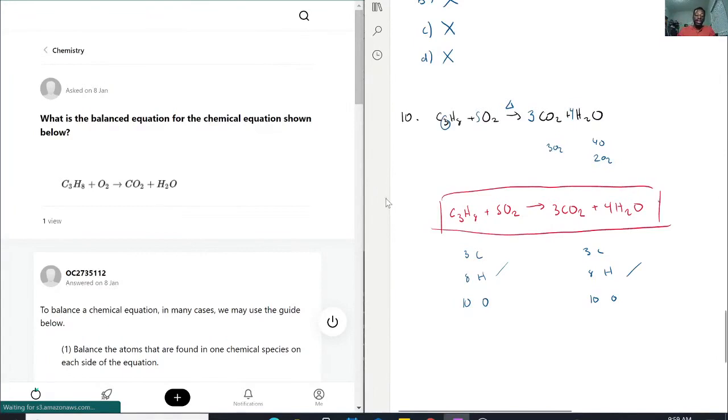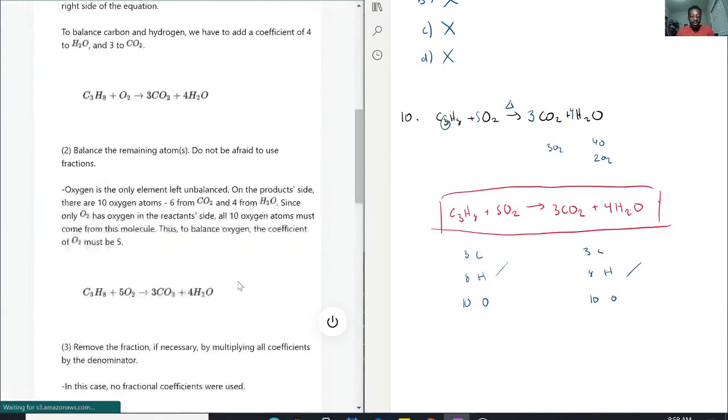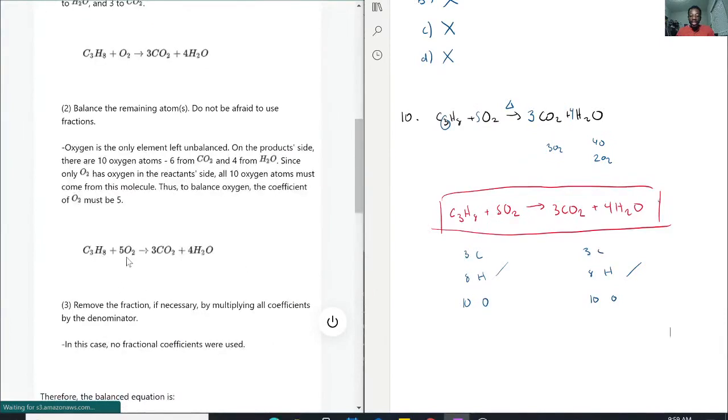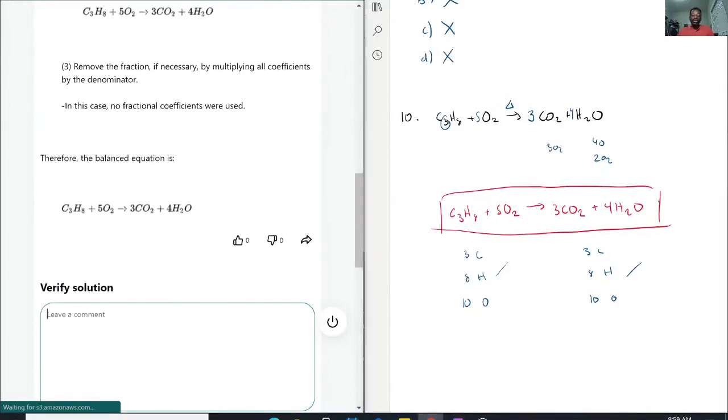Let's see how we did. So we have C3H8 plus 5 O2, 3 CO2 plus 4 H2O. Perfect. So that is the balanced equation, and that is what we had to do for this question.